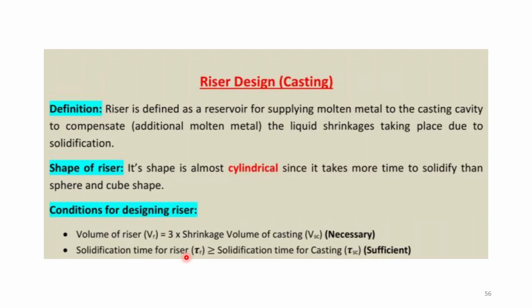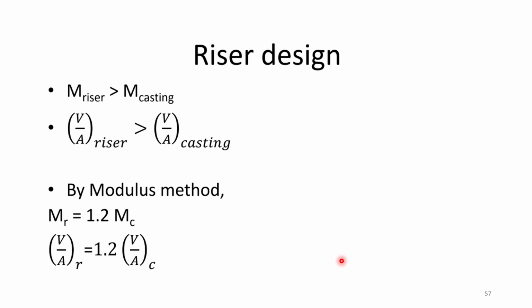Solidification time for riser should be greater than or equal to solidification time for the casting. Next, modulus of riser should be greater than modulus of casting. Modulus is the inverse of the cooling characteristic, and the cooling characteristic is given as area divided by volume. So here it is given by the inverse: volume upon area of riser should be greater than volume upon area of the casting. By the modulus method, the modulus of riser should be equal to 1.2 times the modulus of casting.